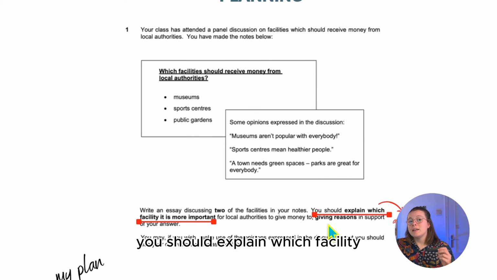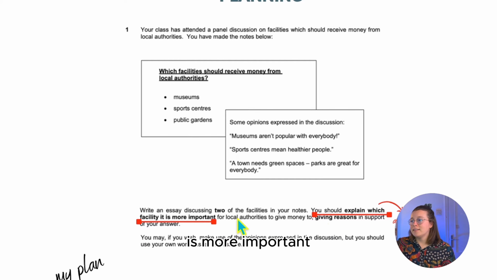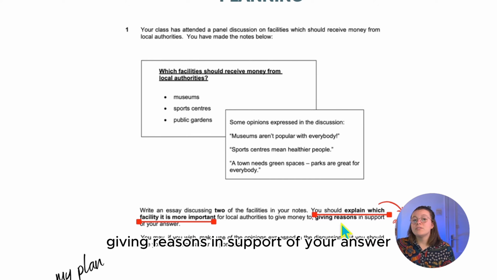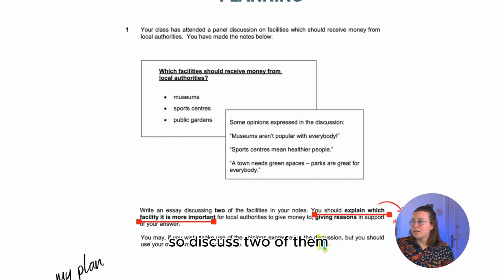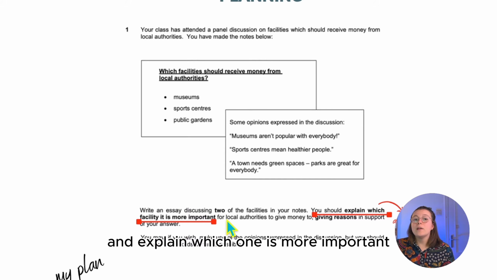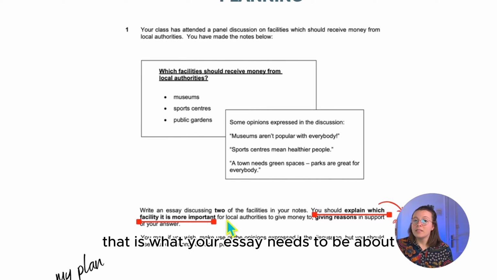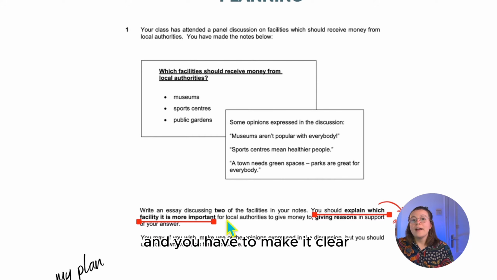You should explain which facility is more important for local authorities to give money to, giving reasons in support of your answer. You can use the expressions if you want, but you don't have to. So, discuss 2 of them and explain which one is more important. That is what your essay needs to be about. You need to compare 2 of them and you have to make it clear which one you choose.